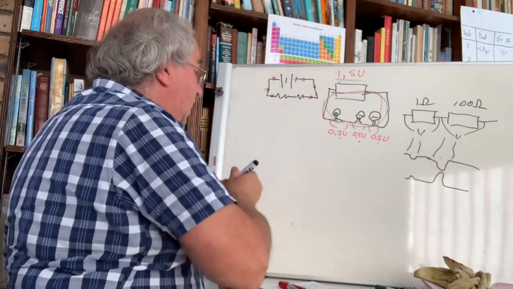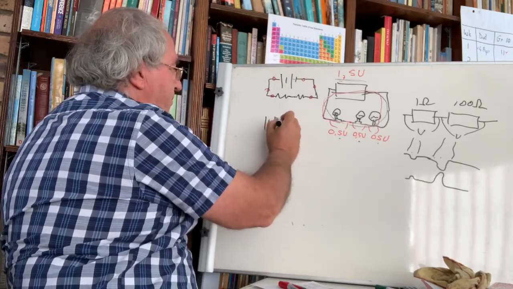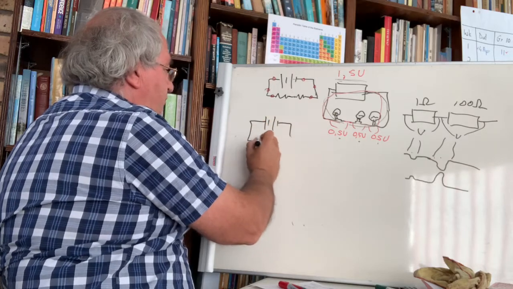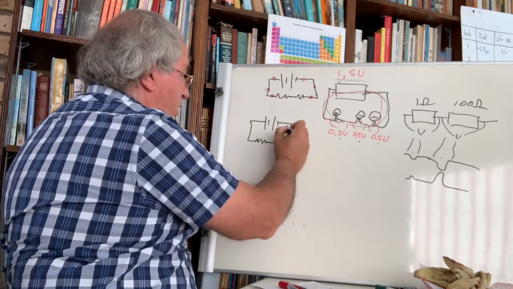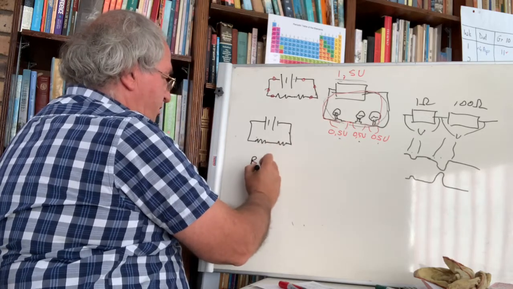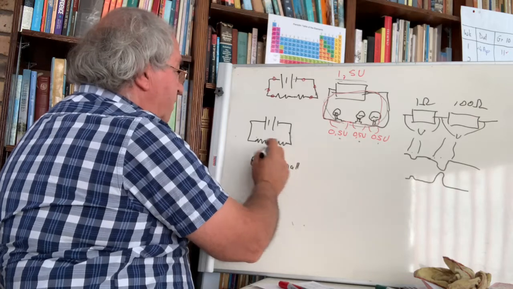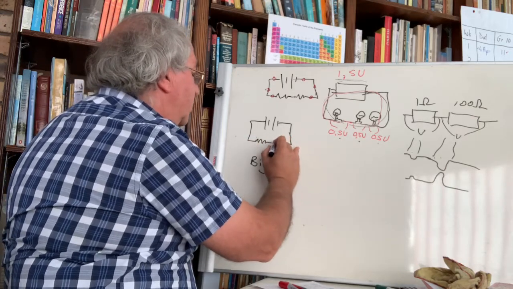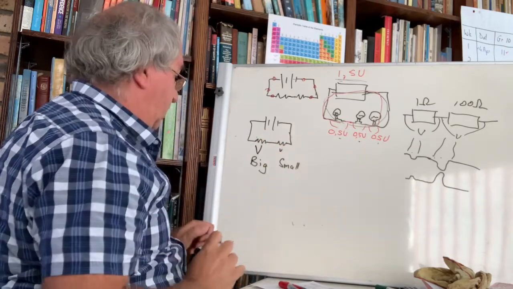The one with the highest, let's say you have a big resistor, this is our circuit. You have a resistor with a big resistance and one with a small one. Like here is the big resistor and there is the small resistor. The potential difference over this one will be small. The potential difference over that one will be big.